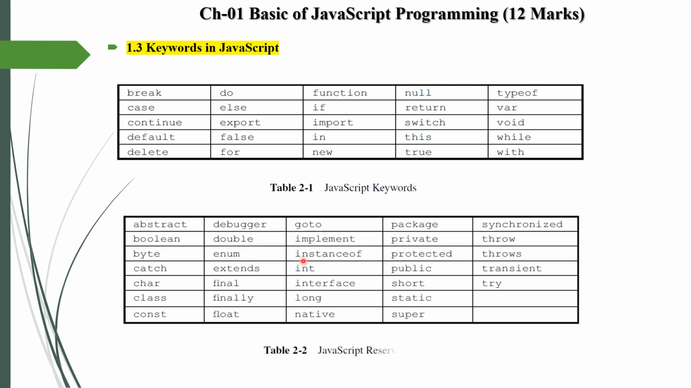In second list, abstract, boolean, byte, catch, character, class, constant, debugger, double, enum, extends, finally, final, float, goto, implements, instanceof, integer, interface, long, native, package, private, protected, public, short, static, super, synchronized, throw, throws, transient, try. These are all the keywords in JavaScript, so we cannot use them as the name of a variable. So remember these keywords for JavaScript.